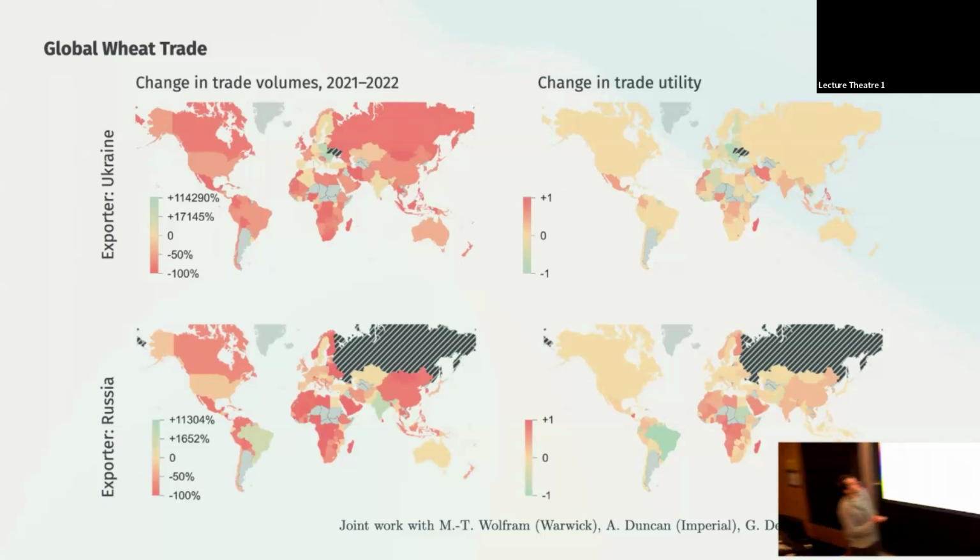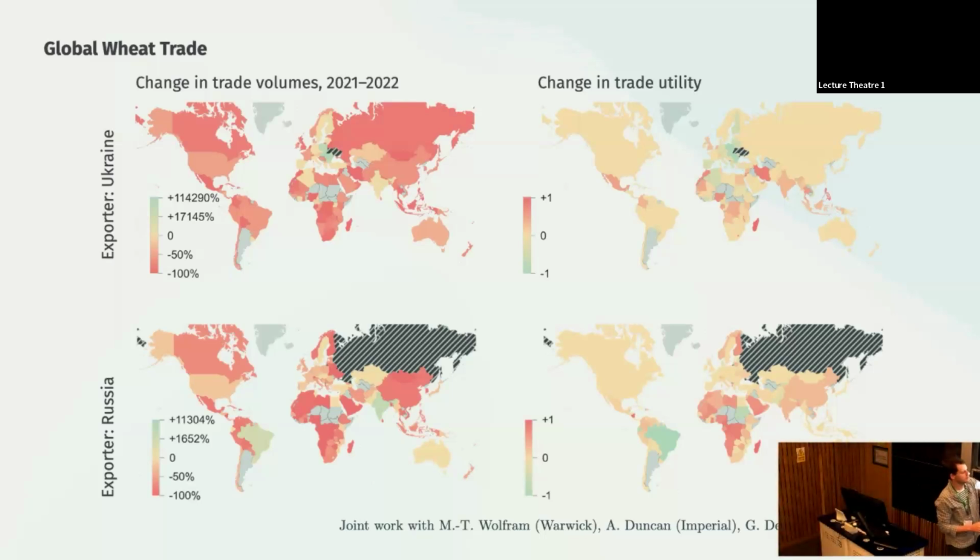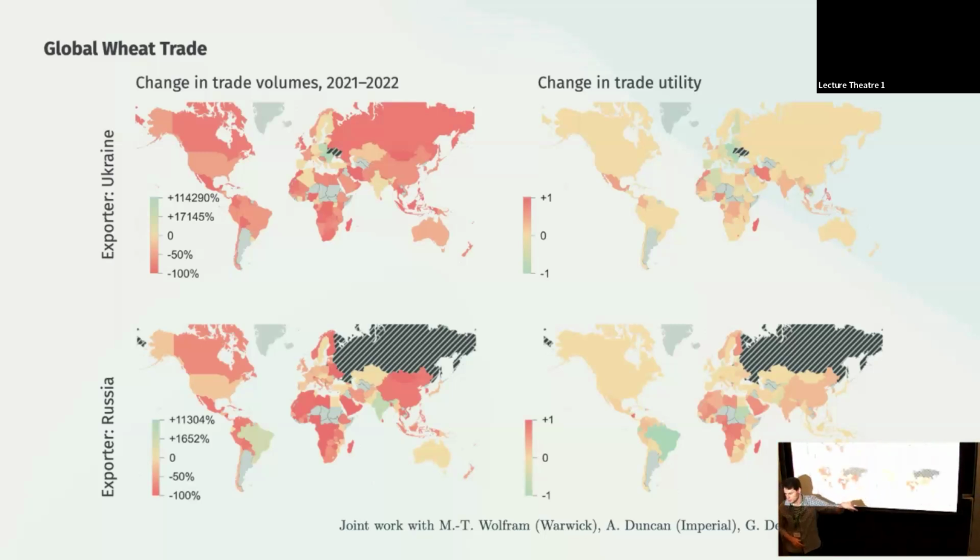And so what I'm showing in this column is the change in trade. Export volumes from Ukraine, that's the top row, and Russia, that's the bottom row, to different countries. And you can see that trade to all parts of the world basically collapsed as a consequence of the war. So you can see the trade to North America, Africa, Asia, South America, they imploded. And this implosion was roughly uniform. What I'm showing on the right is the change in trade utility. And here the distribution is very much skewed towards the global south.